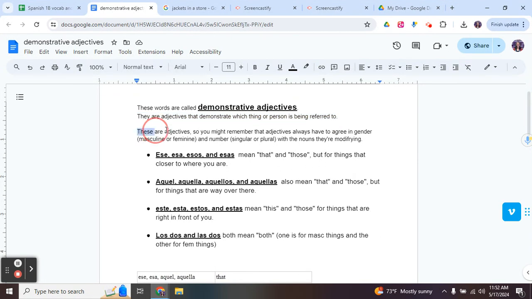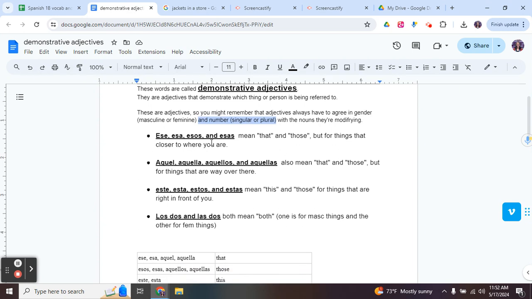These are adjectives, so remember adjectives always have to agree in gender, which means masculine or feminine, and number, which means singular and plural. Okay, so whatever the noun is, so if we're talking about this house, house is feminine. So the word this must also be feminine. Okay, so these are the ones that mean that and those. Ese, esa, esos, and esas.